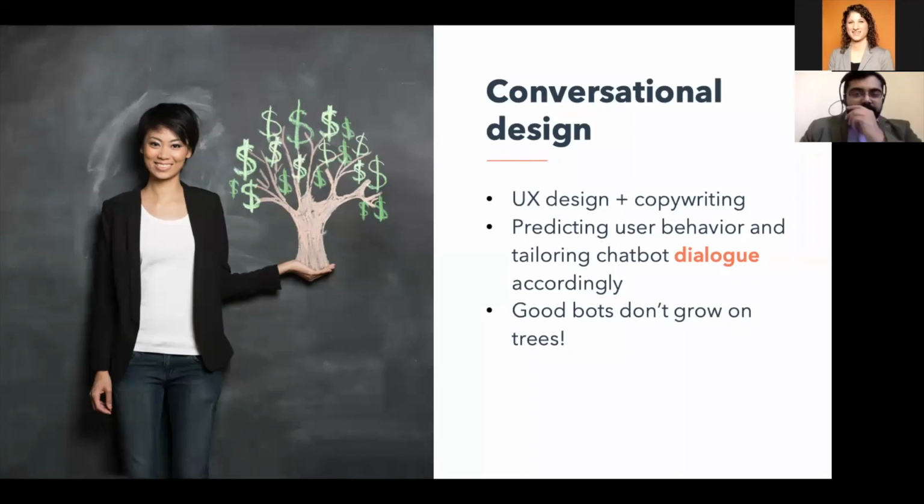I think I'm back. Cool. So good bots don't grow on trees because if they did, everyone would have one. And maybe in the future they will, but right now they don't. So if you take the principles of UX design and copywriting and you bring them together, that's what tailoring chatbot dialogue is all about. You are trying to predict user behavior and you're trying to tailor your dialogue accordingly.